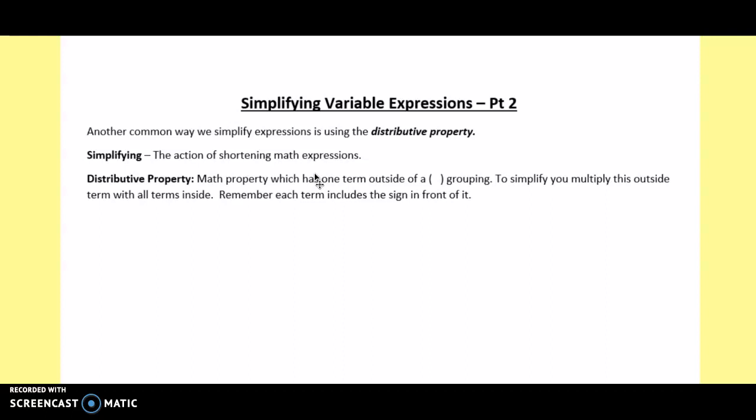To simplify, we use the operation of multiply, and we multiply with all the terms inside of that grouping parenthesis. One thing to remember is that each term includes the sign in front of it. Hopefully you'll see a little bit more what I mean by that if that sounds foreign to you, or if you can't remember what we talked about last week with the idea of terms.